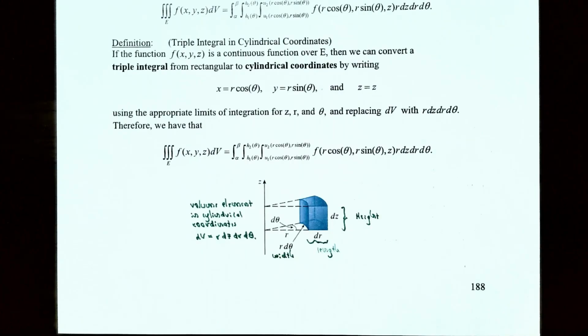So the definition for a triple integral in cylindrical coordinates: if you have a function f of x, y, z that's continuous over the solid E that you're integrating over, then you can convert the triple integral from rectangular to cylindrical coordinates by writing x equal to r times cosine theta, y equal to r times sine theta, and z equal to z. You also have to change the limits of integration to be in terms of z, r, and theta.